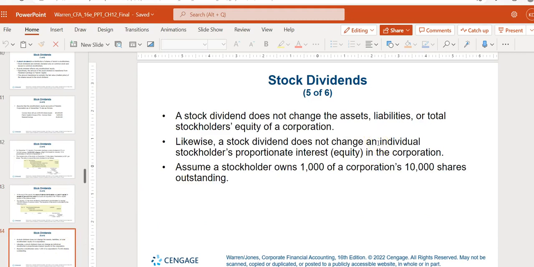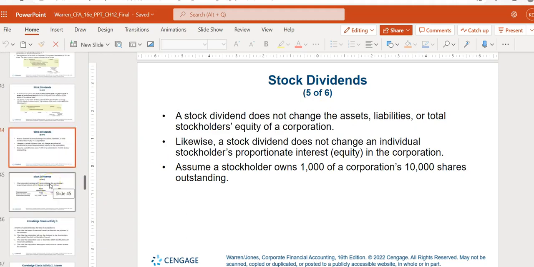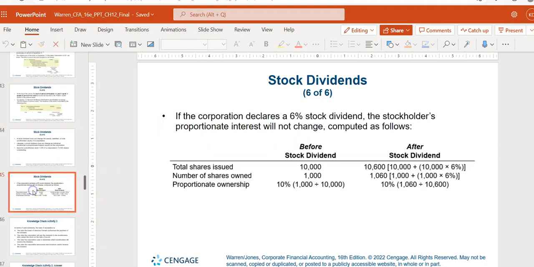A stock dividend doesn't change anything because basically all you're doing is taking the value that the stockholders have put in and just creating more stock. So that's all you've done. It doesn't change the percent of equity interest. And in fact, I think we're going to see it right here. Total shares issued after stock dividend. No big deal. You still got 10%.